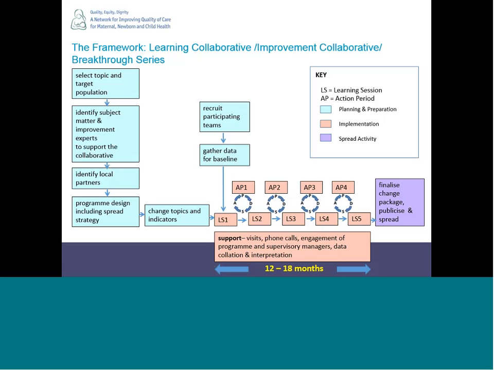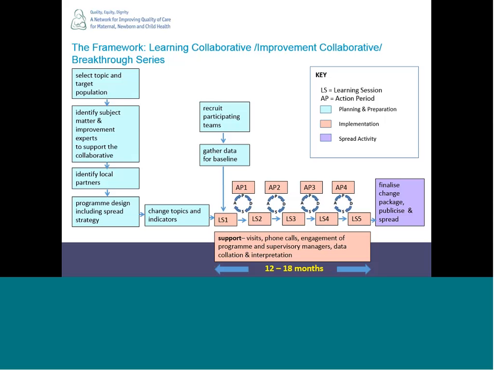And it involves learning that takes place in learning sessions, where you're introducing the projects and the learning themselves in terms of getting the QI skills. And also there's an action period where the teams go back and start practicing what they've learned, focusing on the aim or the topic area for the collaborative. And that keeps on going, where they come back, share ideas, share what has been happening in their facilities, and also have another action period.